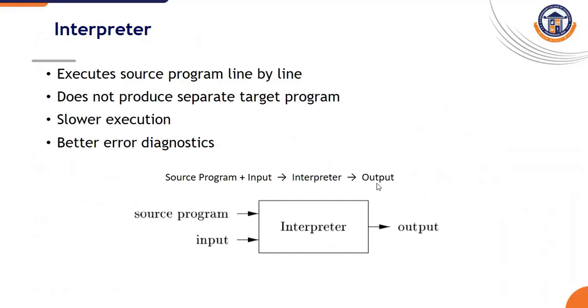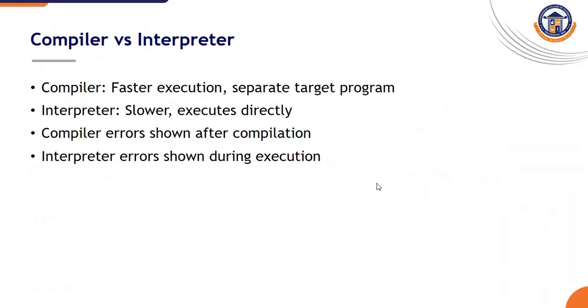Then interpreter. The interpreter executes source program line by line. It does not produce a separate target program, but the execution is very slow compared to compiler. But it produces better error diagnostics than the compiler. So interpreter takes source program and input in parallel and produces the output.